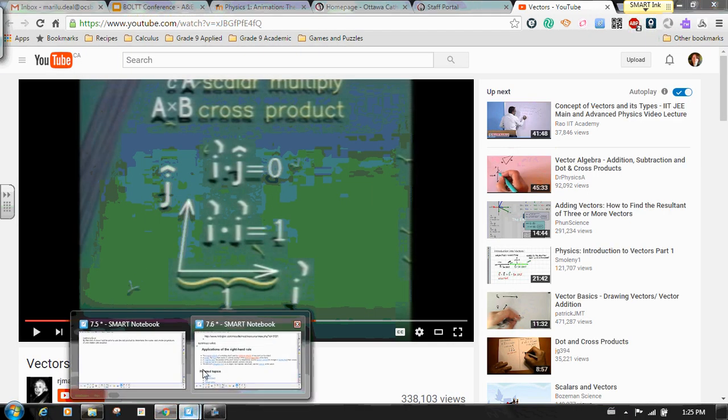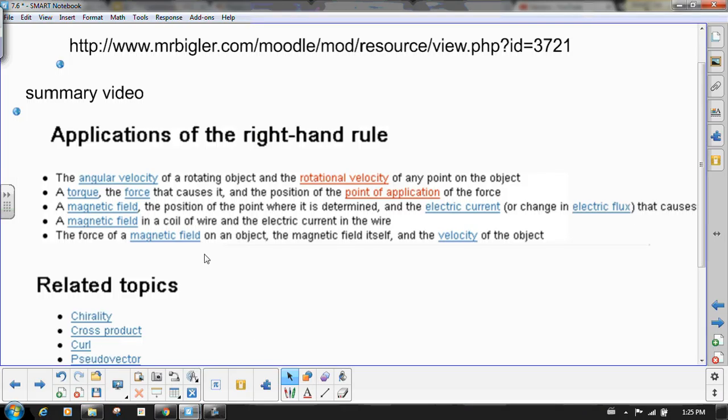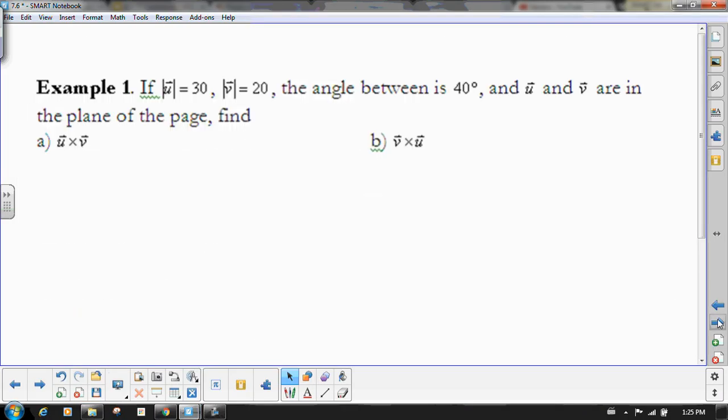Okay, so that was a little summary video so you could see how to use the right-hand rule. Now let's actually go and look at some questions. It's telling me the magnitude of vector u and the magnitude of v, and the angle between them is 40 degrees, they're both in the same plane, find u cross v.